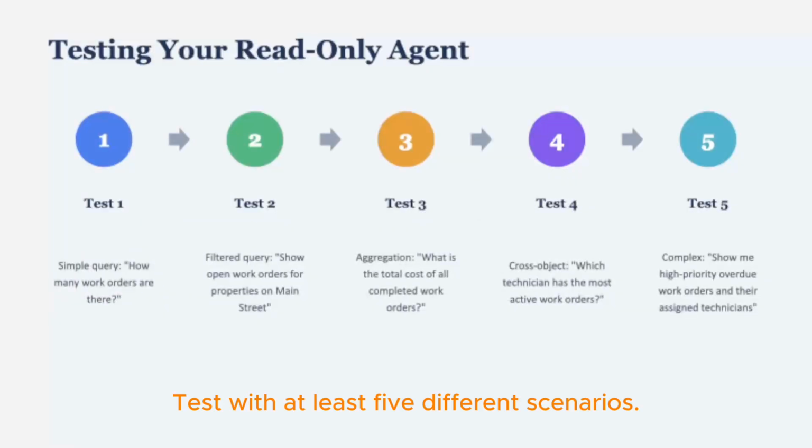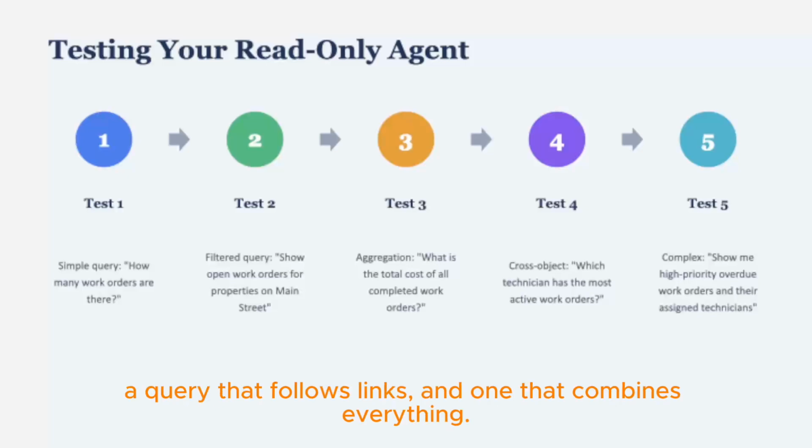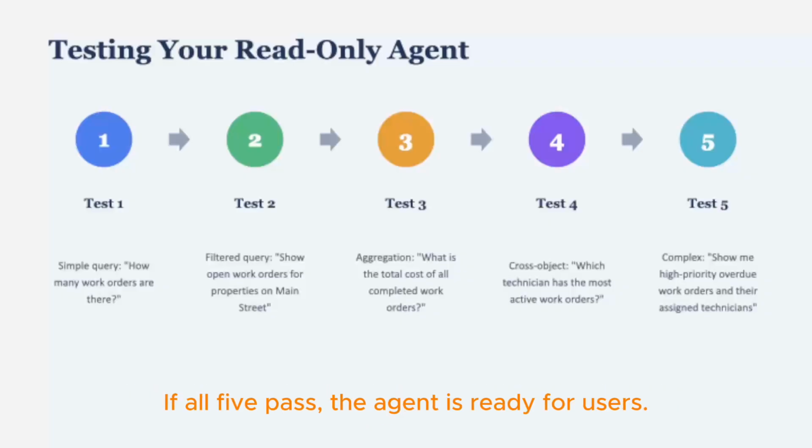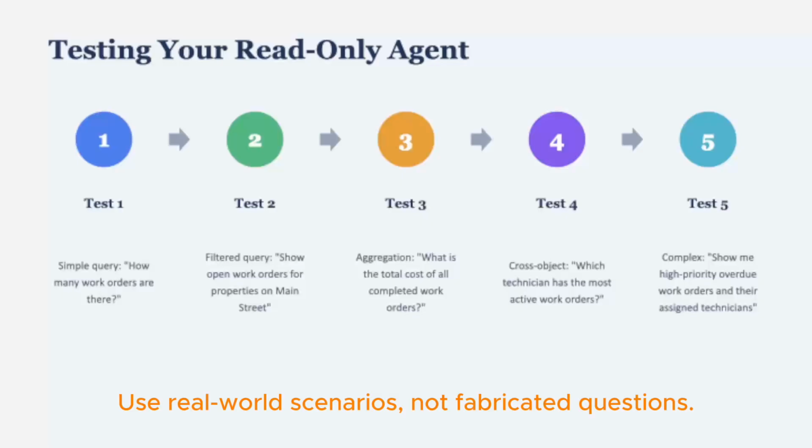Test with at least 5 different scenarios: a simple count, a filtered query, an aggregation, a query that follows links, and one that combines everything. If all 5 pass, the agent is ready for users. Use real-world scenarios, not fabricated questions.